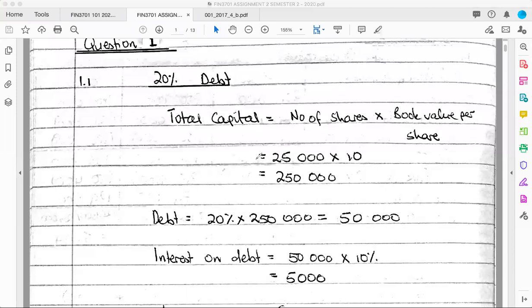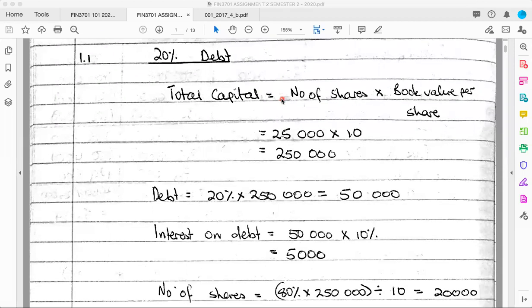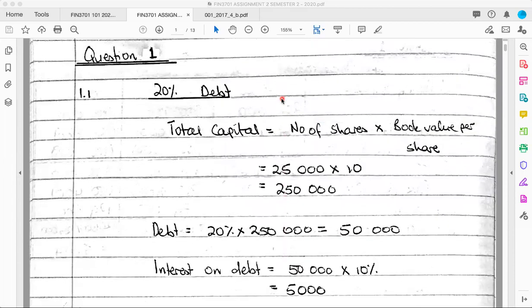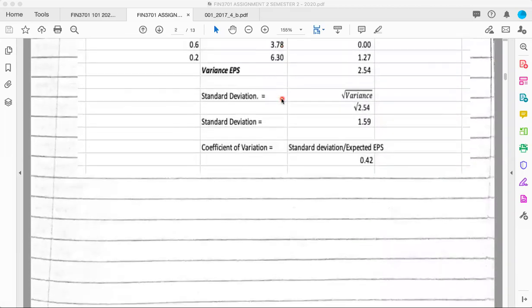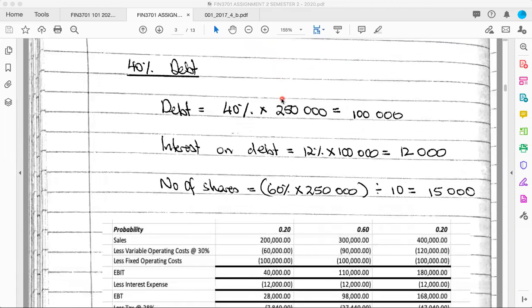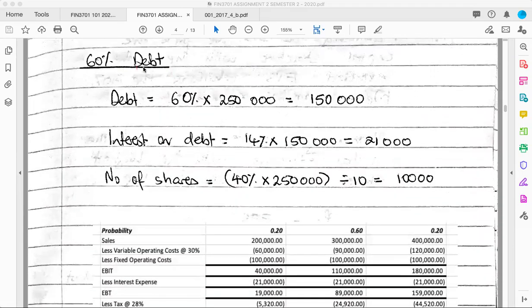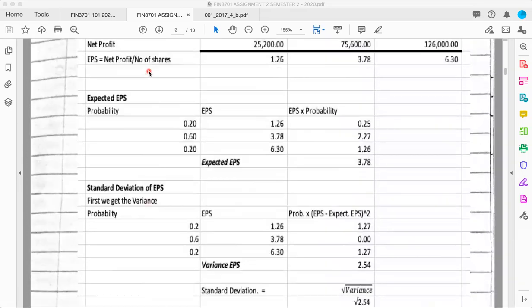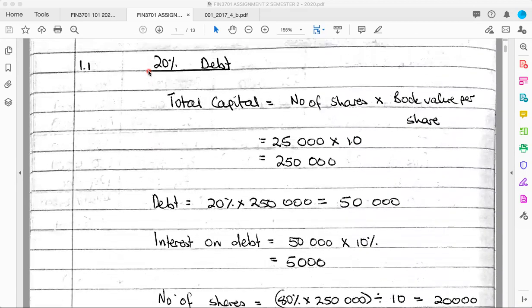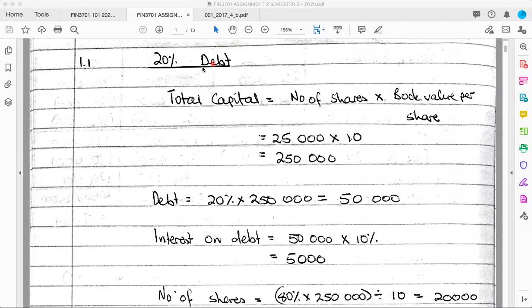So the first thing we need to do, we need to look at each capital structure independently. You look at the 20% debt ratio structure by itself, calculate the expected earnings per share, calculate the standard deviation of the earnings per share, and then calculate the coefficient of variation of the earnings per share. Then you do the same for the 40% debt ratio separately. And lastly, you do the same for the 60% debt ratio. So let's look at how we would do this for the 20% debt ratio.